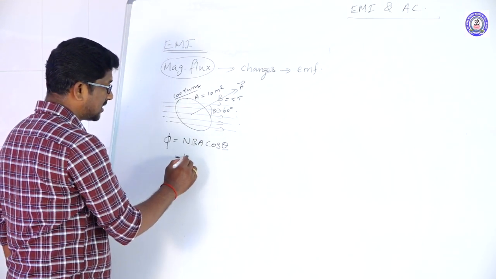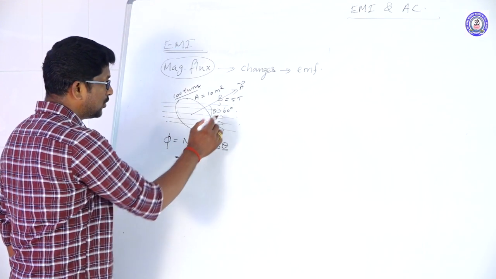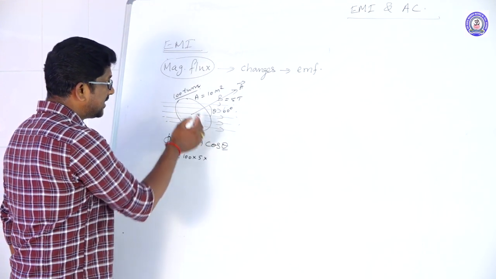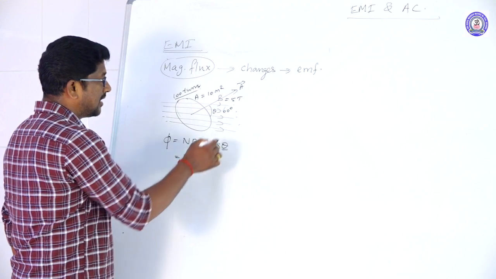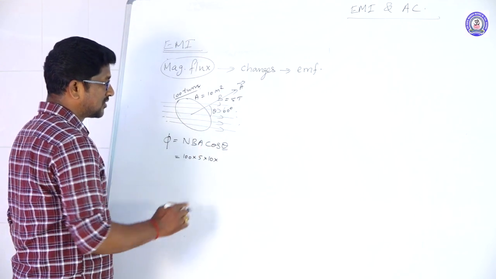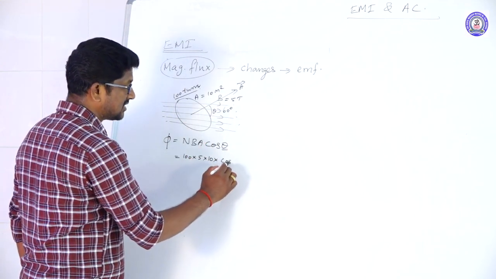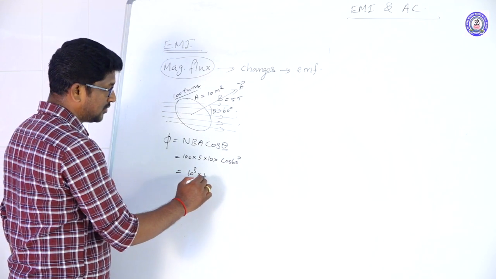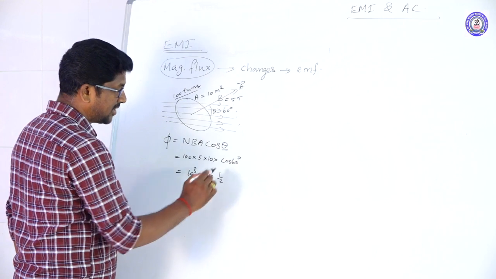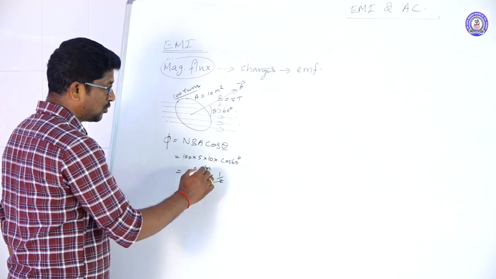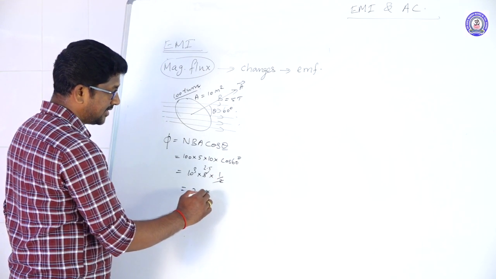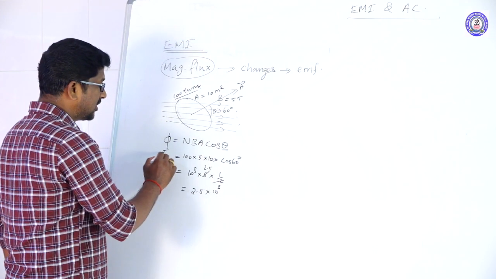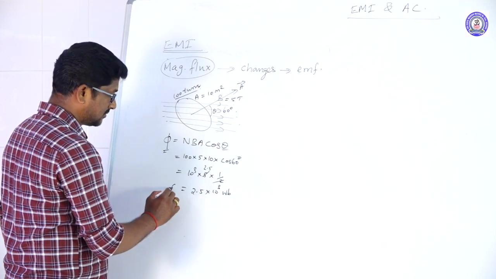Number of turns 100, magnetic field 5 Tesla, area of the coil 10, and the angle between the normal and the direction of the magnetic field is 60 degrees. So cos 60 degrees is 1 divided by 2. So 10 to the power 3 into 5 into 1/2 gives 2.5 into 10 to the power plus 3. The unit of magnetic flux is Weber.